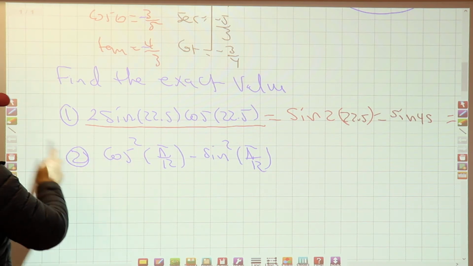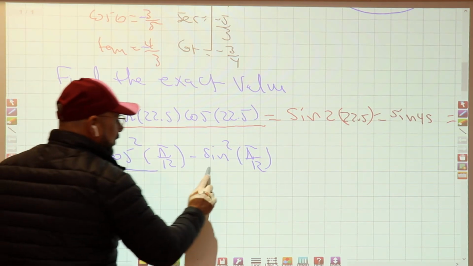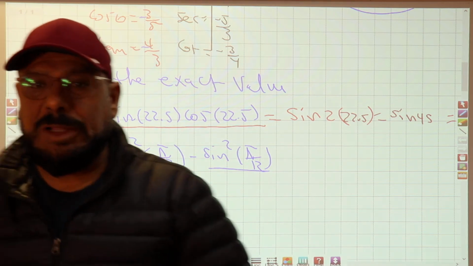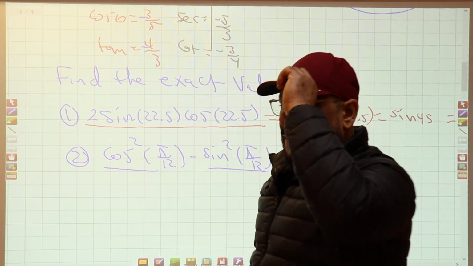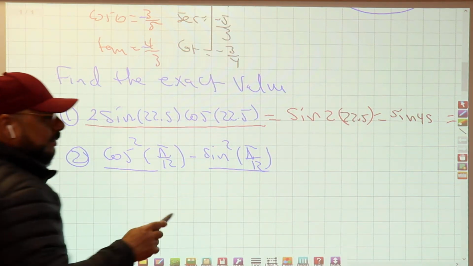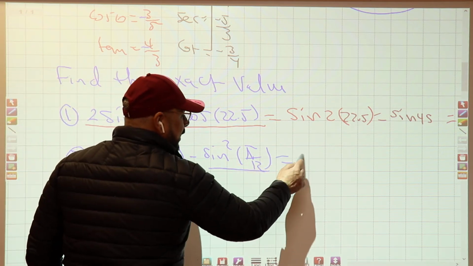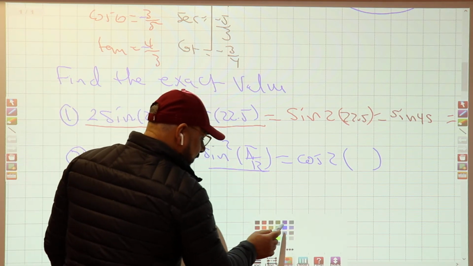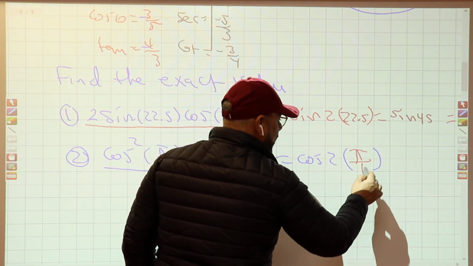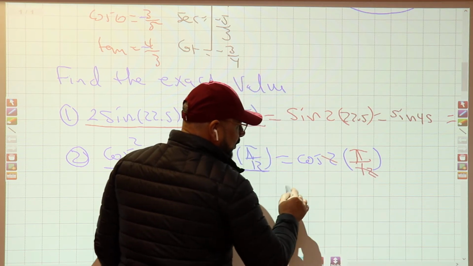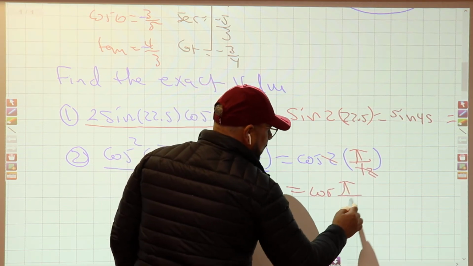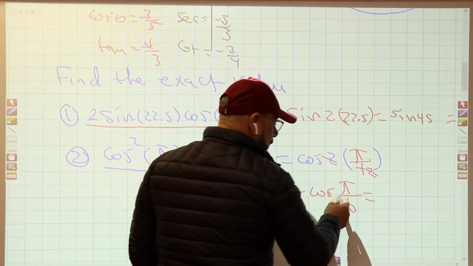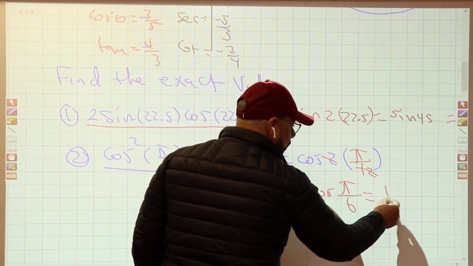Now, what does this remind you of? Cosine squared minus sine squared. It reminds you of cosine 2 theta. What is my theta? Pi over 12. This 2 and this 2 become cosine pi over 6, good? Go to the table: cosine pi over 6 is square root of 3 over 2.